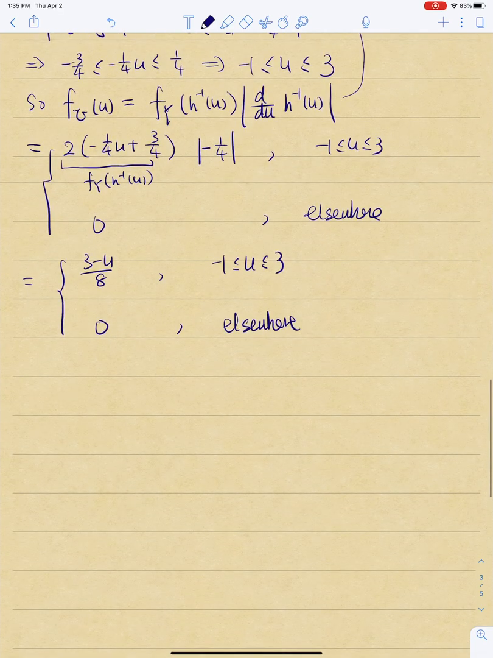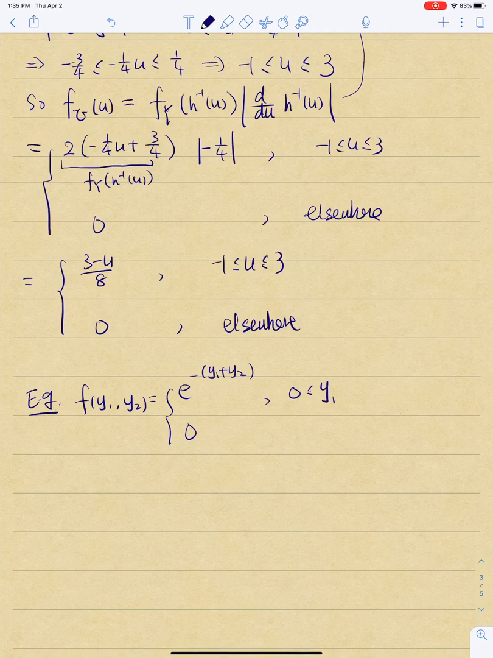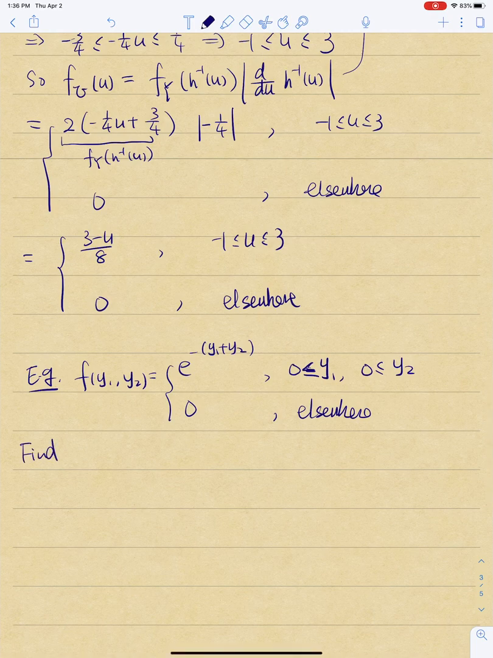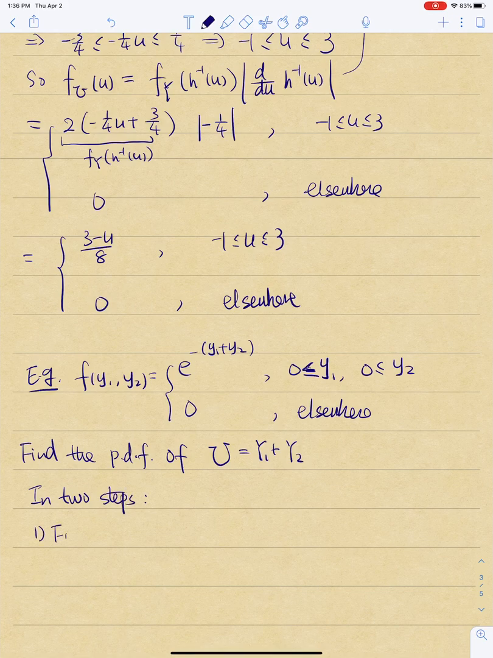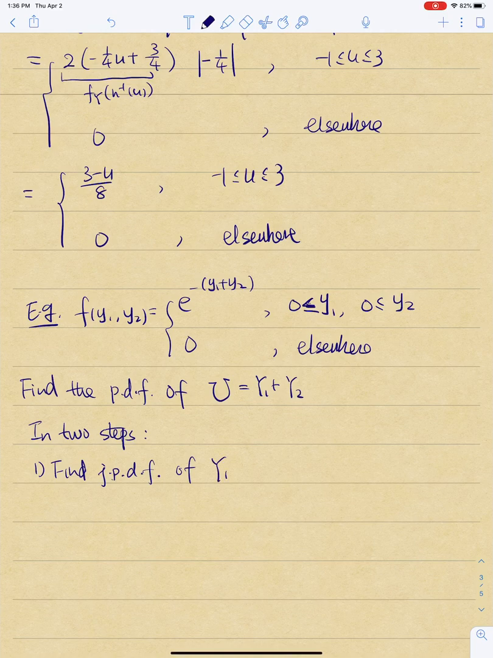Now let's look at some bivariate stuff. Given f, the joint density of y1 and y2, find the PDF of the sum. So for bivariate distribution, we're going to solve it in 2 steps. First step, we're going to find the joint probability density function of y1 and u. And we're going to denote it by g of y1, comma u.